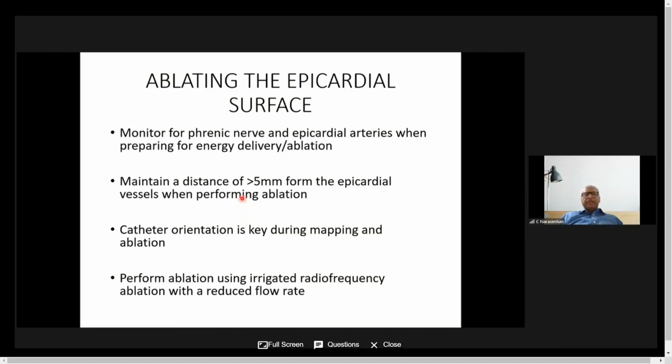Perform ablation using irrigated radiofrequency ablation with a very reduced flow rate. Of late, we have been using half normal saline for causing a deeper lesion.